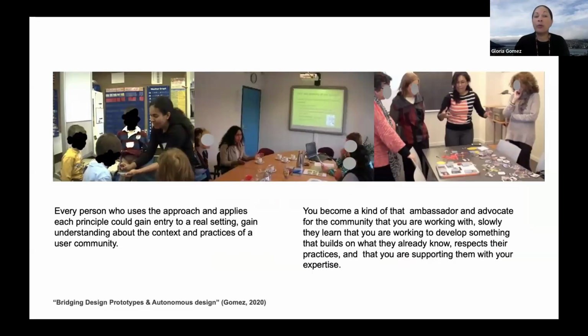Every person who uses the approach and applies each principle could gain early entry to a real setting, gain understanding about the context and practices of an educational learning community. You become kind of an ambassador, an advocate for the community that you are working with. Slowly, they learn that you are working to develop something that builds on what they already know, respects their practices, and that you are supporting them with your expertise.